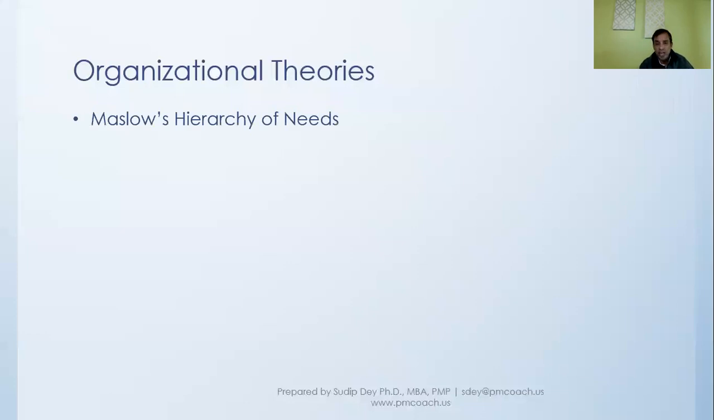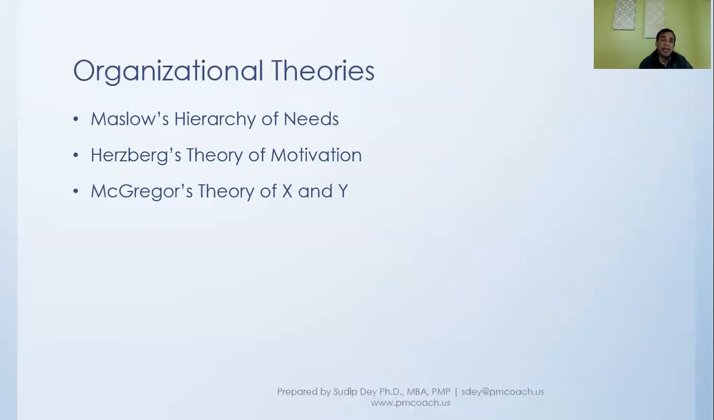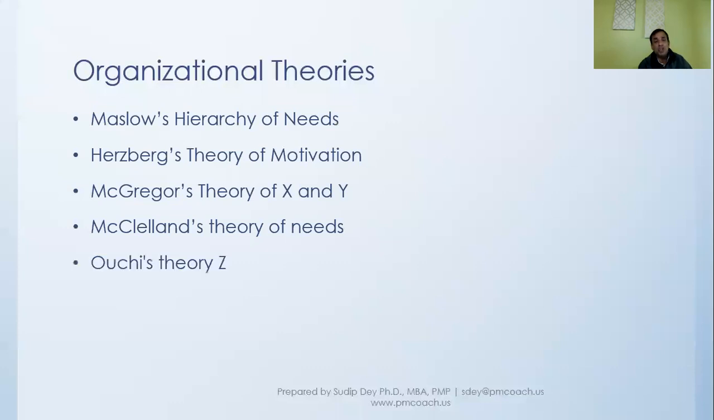One is Maslow's hierarchy of needs, which is probably one of the most famous and one of the very early theories. Then Herzberg's theory of motivation. We'll look at McGregor's theory X and Y. We'll look at McClelland's theory of needs, Ouchi's theory Z, and expectancy theory. These are the six theories we'll have a look at.